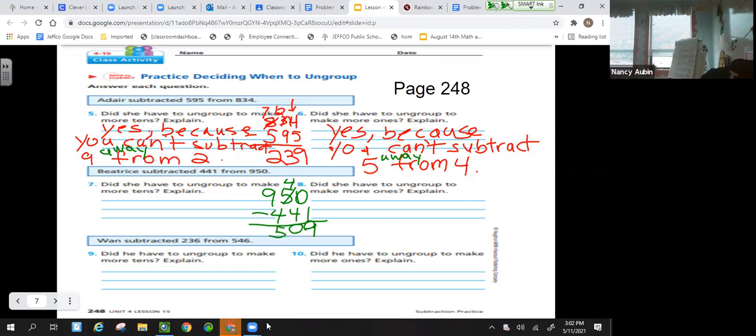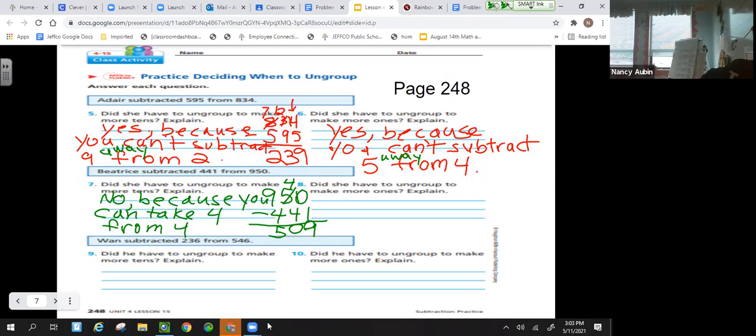So for this one, did she have to ungroup to make more tens? No, we were able to do 4 minus 4, right? No, we didn't need more tens, because you can take 4 from 4. It gives you 0. But did we have to get new ones? Did we have to get more ones? Lyric, did we need more ones?